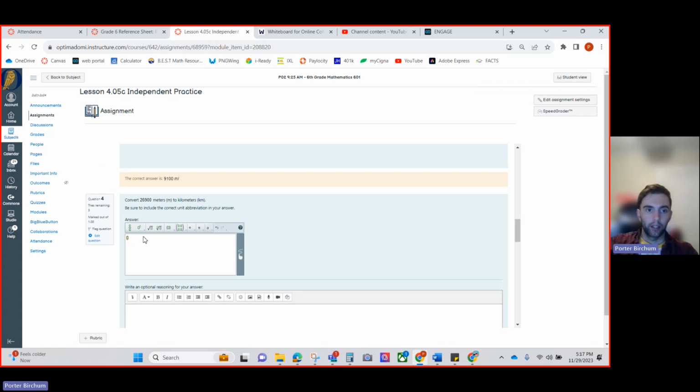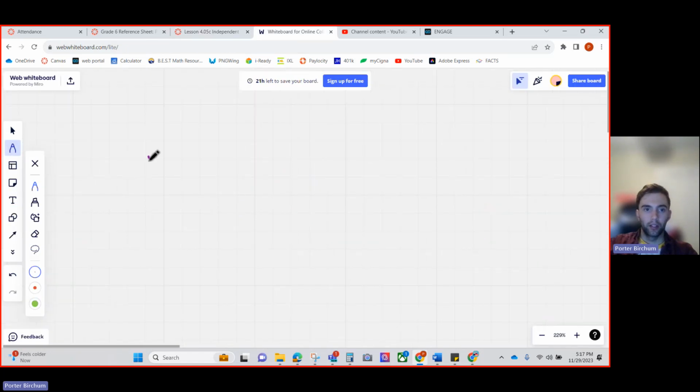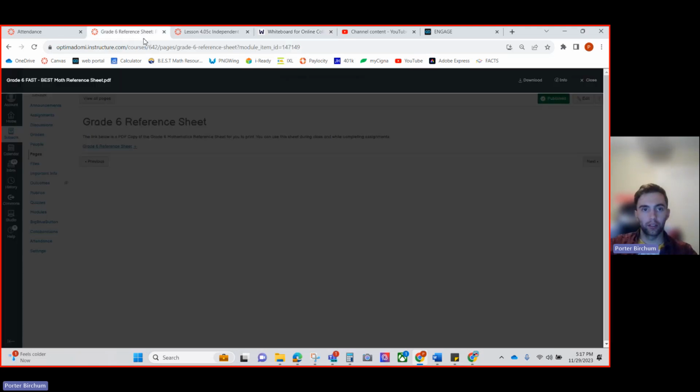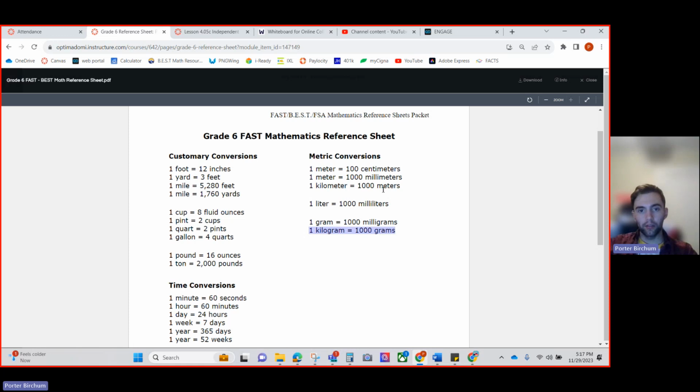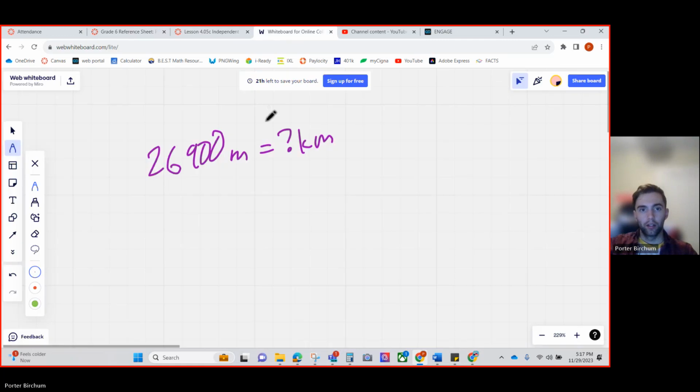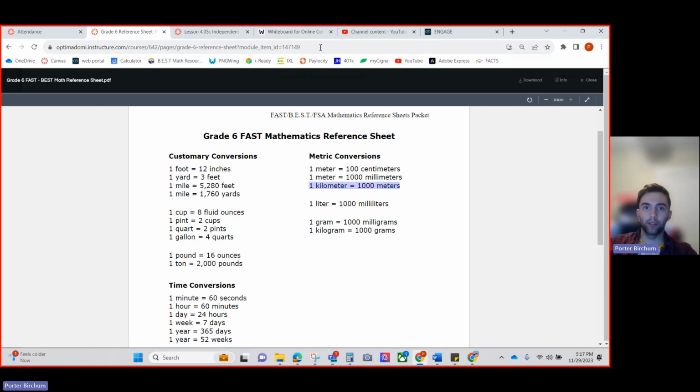Question 4. Convert 26,900 meters to kilometers. Make sure to include the correct unit of abbreviation. 26,900 meters into something, kilometers. Let's look at that reference sheet. Where's meters and kilometers? Here's meters and kilometers. 1 meter is 1,000 kilometers. 1 meter, wait, no, 1 kilometer is 1,000 meters.